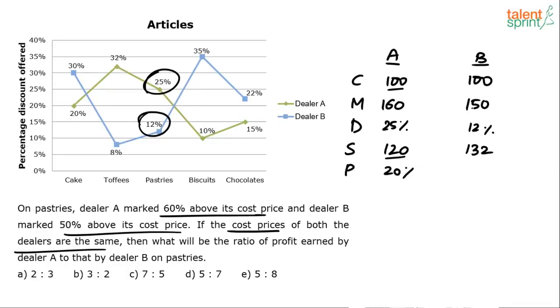Achha, he's asking us to find out the ratio of profit earned. So percentage is not required. Profit is 20 rupees. What's the profit earned by dealer B? 100 rupees become 132 rupees, so profit is 32 rupees. What's the ratio? 20 is to 32 is 5 is to 8. So option E is the answer, right?